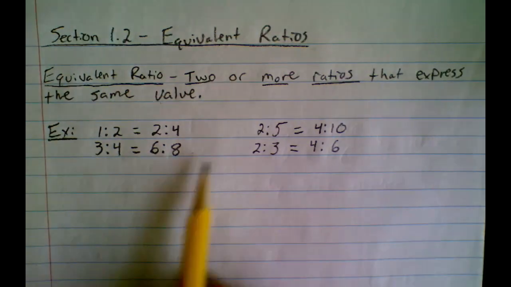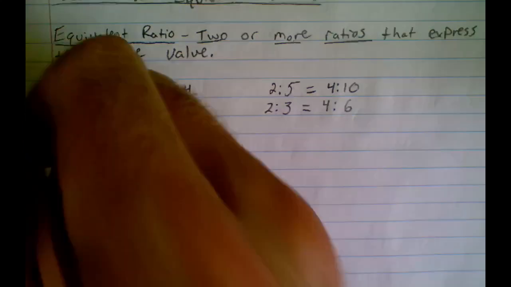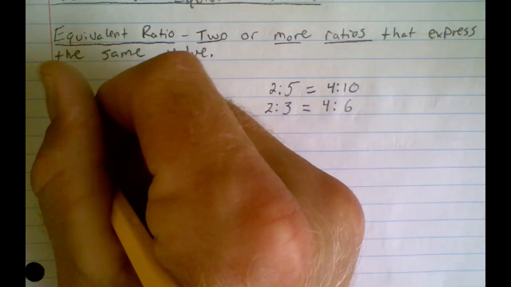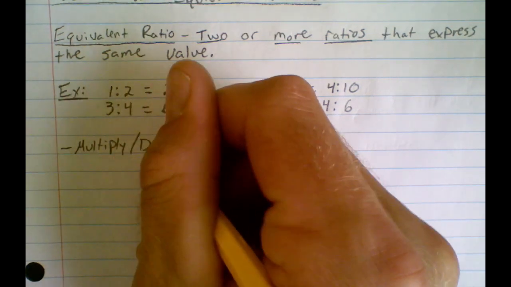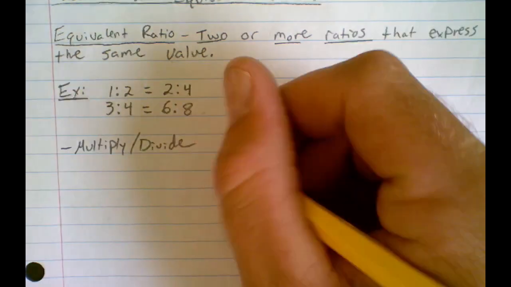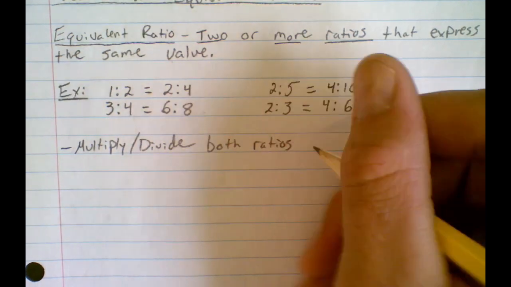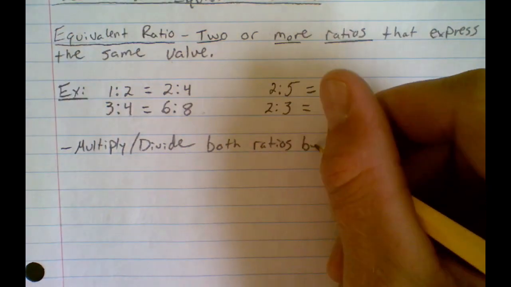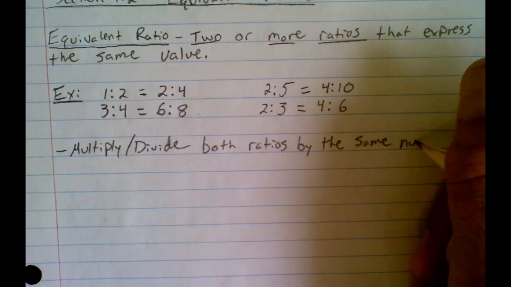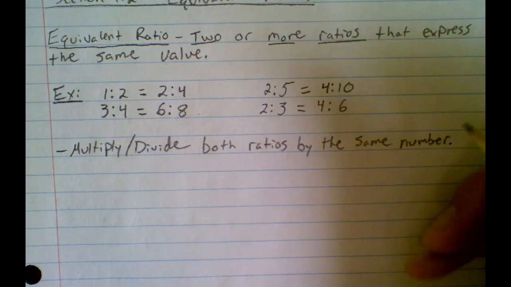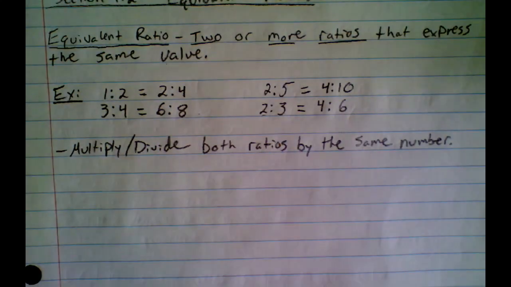So you can probably already see the trends that are taking place right here. Here is a trend. You will multiply or divide both numbers in the ratio by the same number.